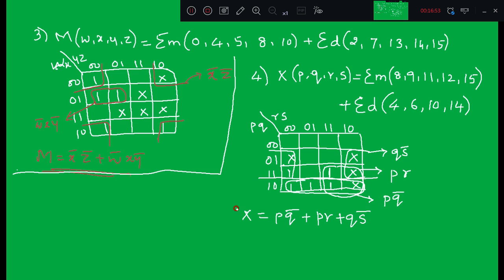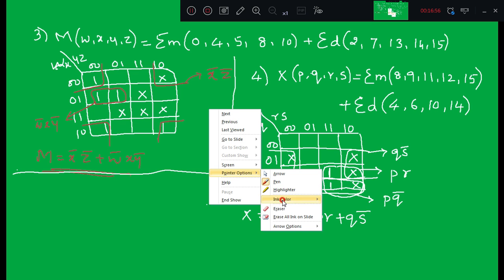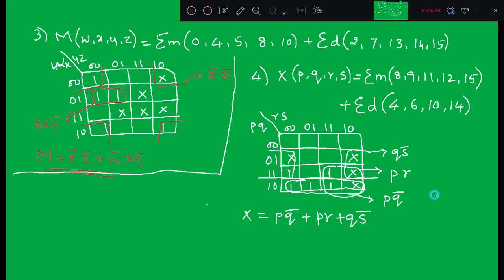Now I'll make one more grouping which is possible. Just now I said this one can be grouped with this don't care and these two don't cares, or this one can also be grouped with this one and these two don't cares, right? So what is the expression for this? Only this expression will change. Instead of QS bar, I need to write P and S bar, right?